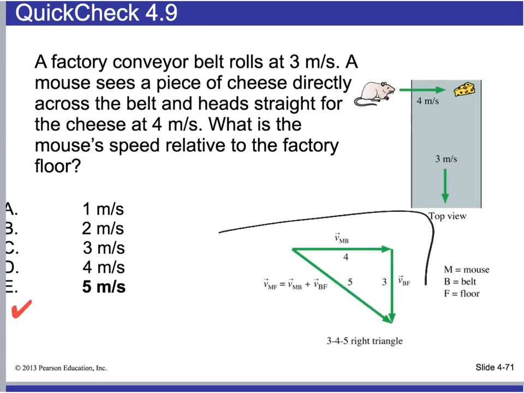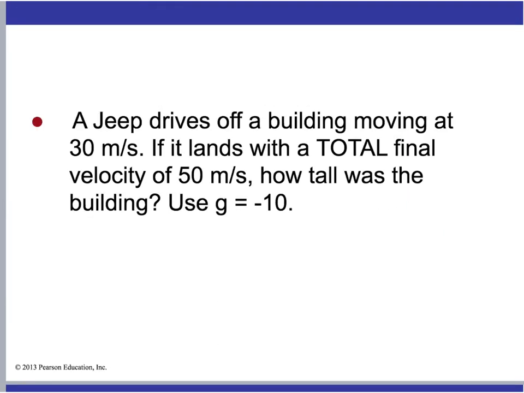All right. I have a wonderful little drawing for you here so you can see what's going on. A Jeep drives off a building moving at 30 meters per second. Don't ask questions. We don't need to know why it's driving off a building. Maybe it's a James Bond movie. You never know. If it lands with a total final velocity of 50 meters per second, how tall was the building?